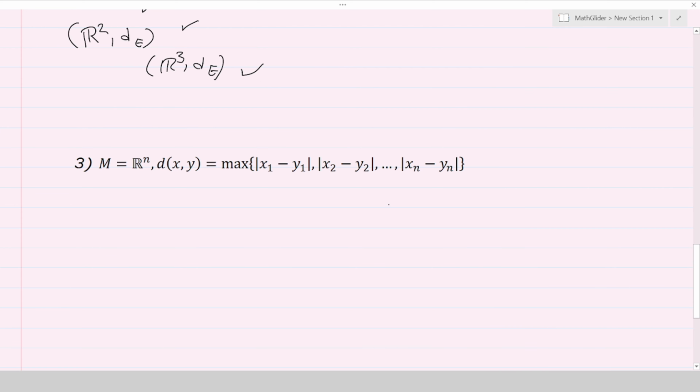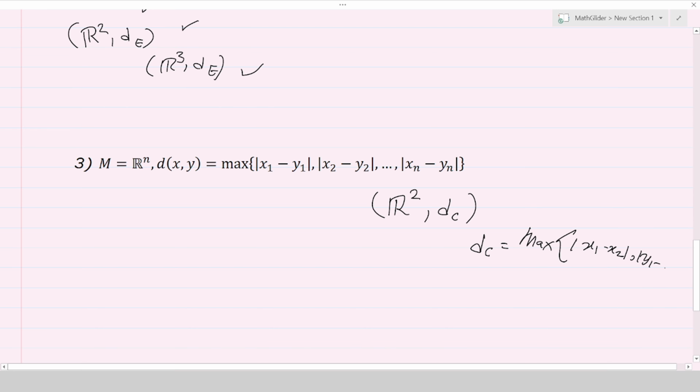Now in Chebyshev distance, we saw R2 with this, let's say DC is Chebyshev distance. So we saw that this DC was defined in R2 as the maximum of the absolute value of x1 minus x2 and y1 minus y2.